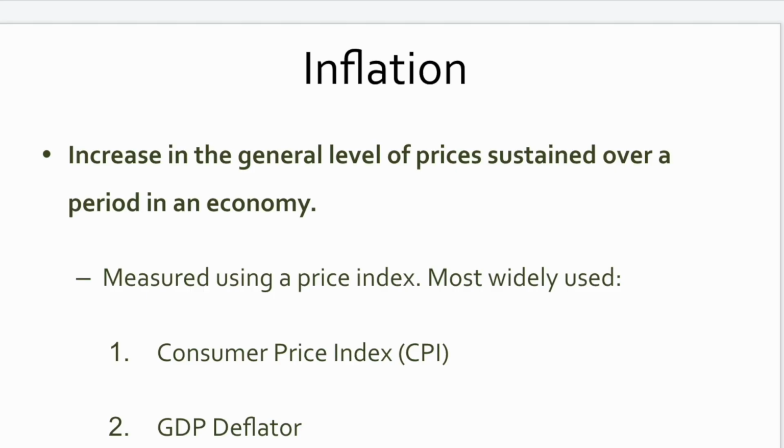Inflation, by definition, is the increase in the general level of prices sustained over a period, usually 1 year, in the economy. So we can use a couple of measures for measuring inflation. The most common one is something called the Consumer Price Index, or the CPI. And the second one that we use is called the GDP deflator, the Gross Domestic Product deflator. And we recall that the gross domestic product is the sum of the value of all goods and services produced in Canada for end users in a year.